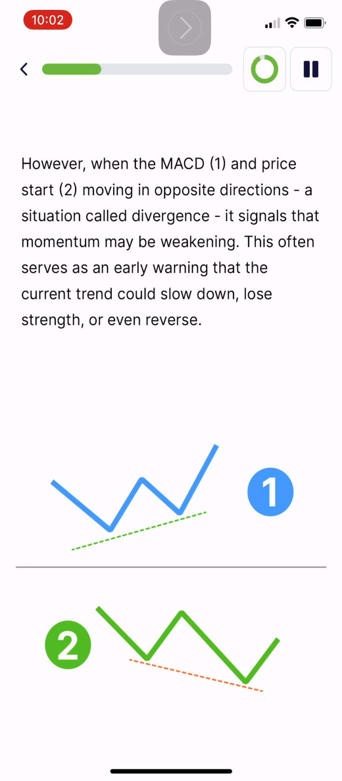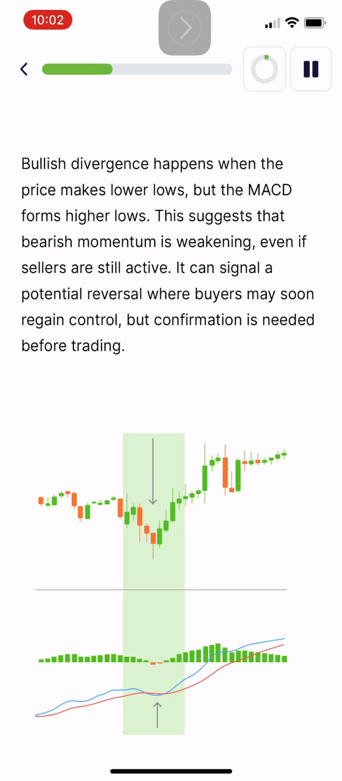or even reverse. Bullish divergence happens when the price makes lower lows, but the MACD forms higher lows. This suggests that bearish momentum is weakening, even if sellers are still active. It can signal a potential reversal where buyers may soon regain control, but confirmation is needed before trading.